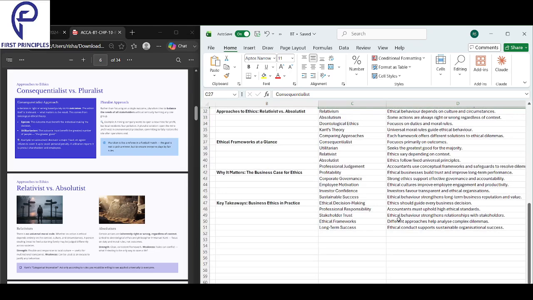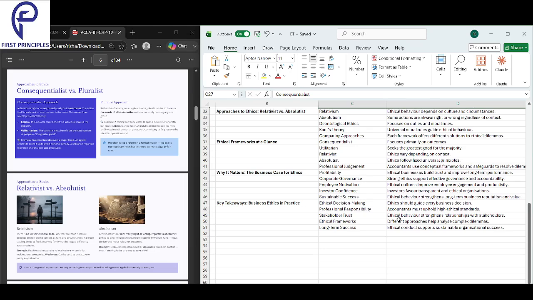Next, approaches to ethics. There's a relativist approach versus an absolutist approach. What is relativism? It means that ethical behavior depends upon the culture and the circumstances, whereas absolutism means that some actions are always right or wrong regardless of context. Then we have deontological ethics, which focuses on duties and moral values. Then we have Kant's theory, about universal moral rules that guide ethical behavior.